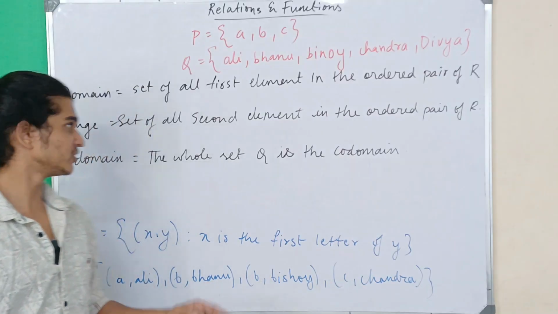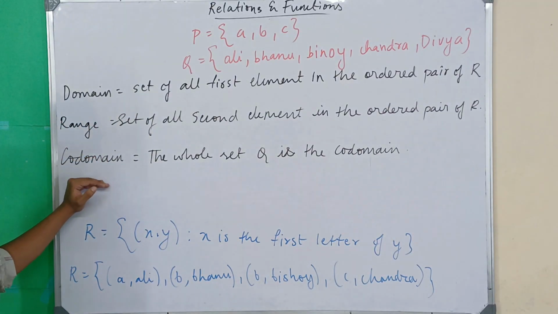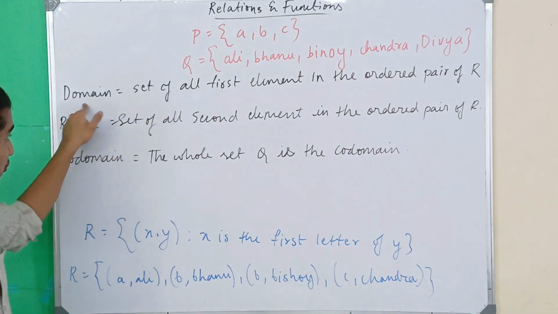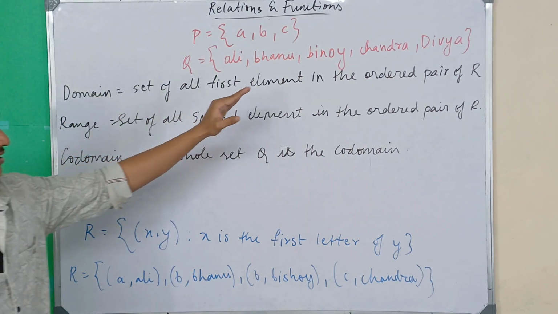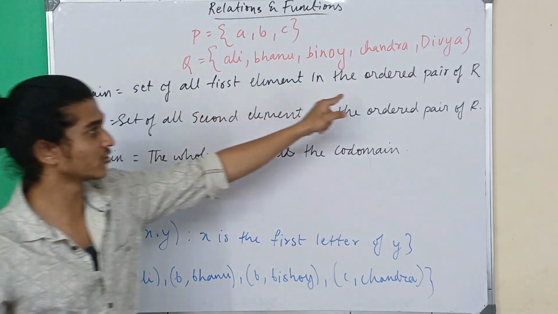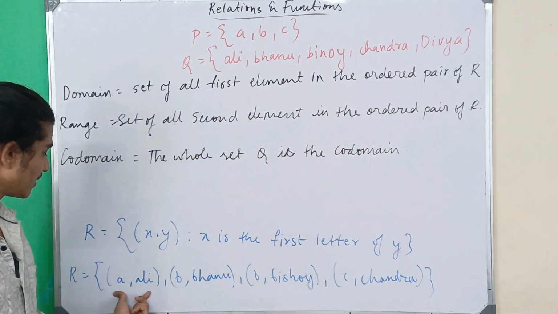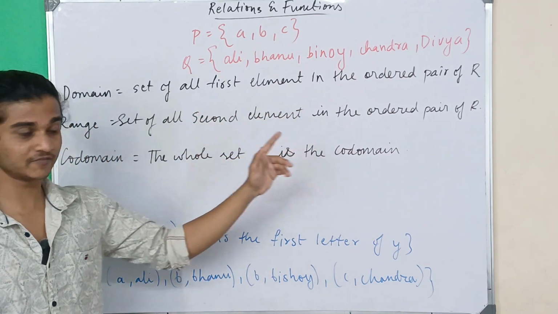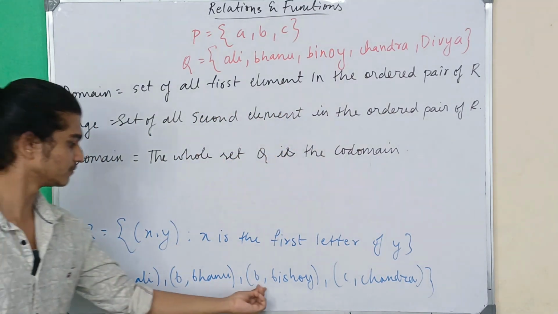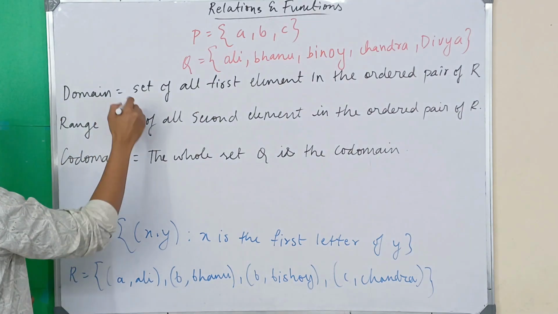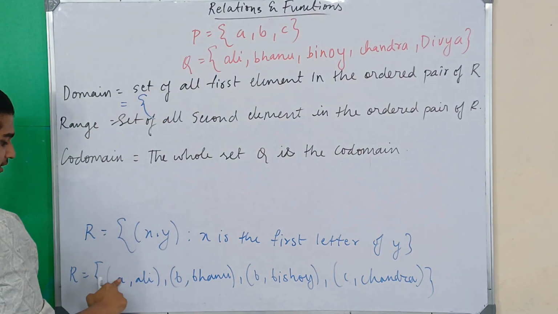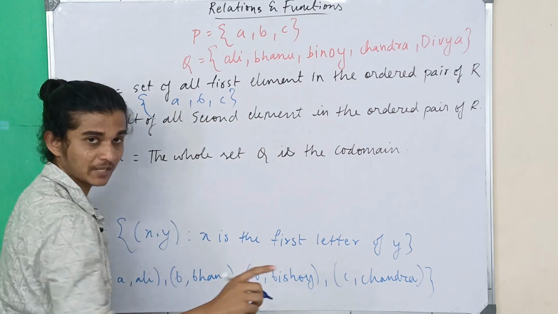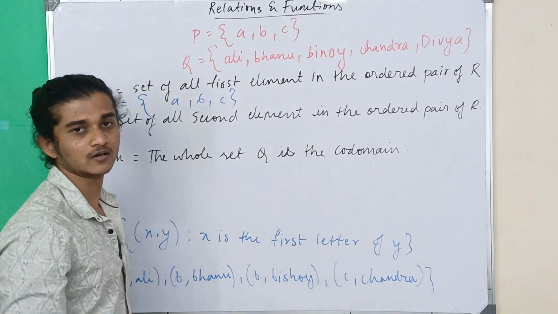Now the next thing you need to know is domain, range, and codomain. Please pay closer attention because people normally make mistakes in this. Domain is the set of all first elements in the ordered pairs of R. You just have to list a set which contains all the first elements of R in the ordered pairs. So your domain in this case is going to be {A, B, C}. We have B two times, but we're going to write it only one time because the number of times doesn't matter.